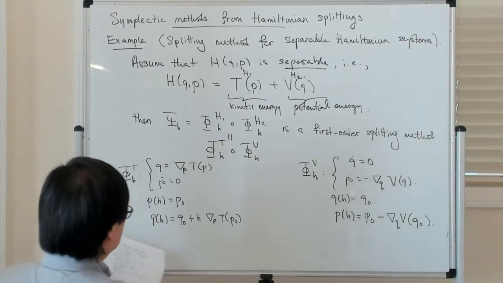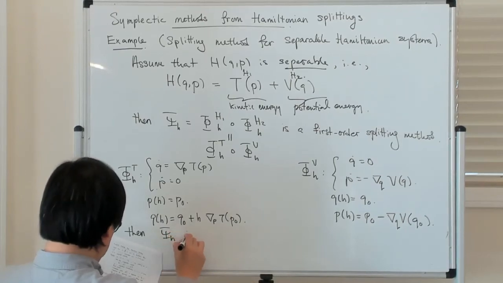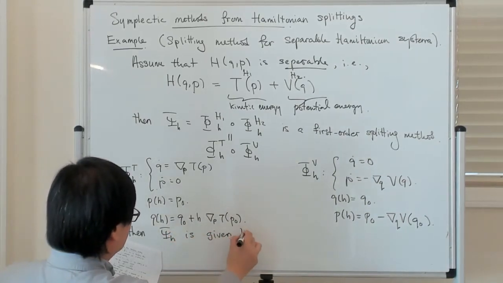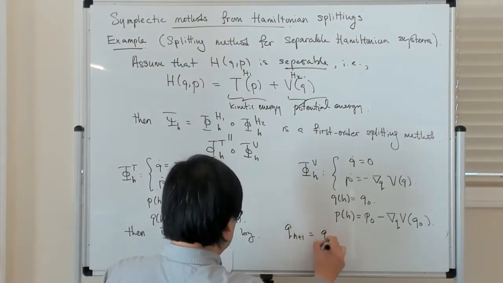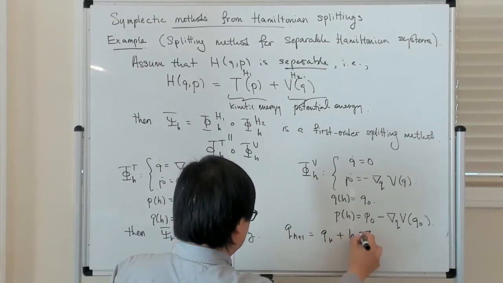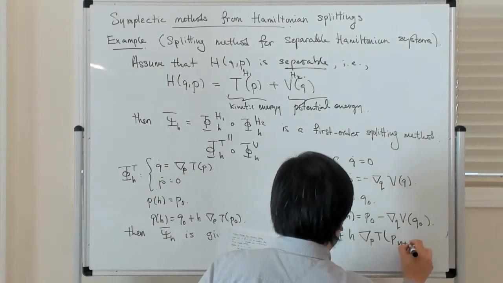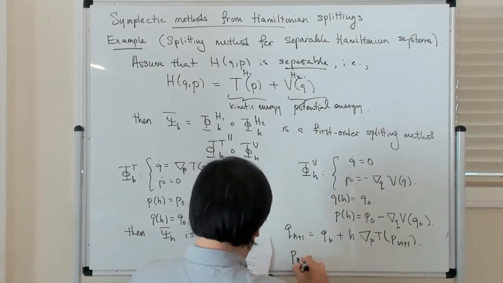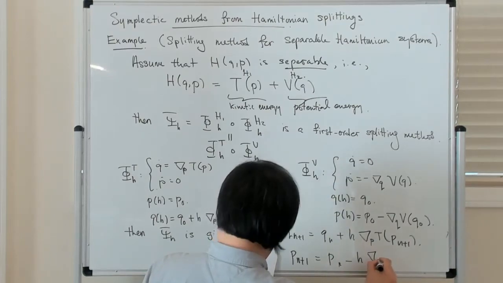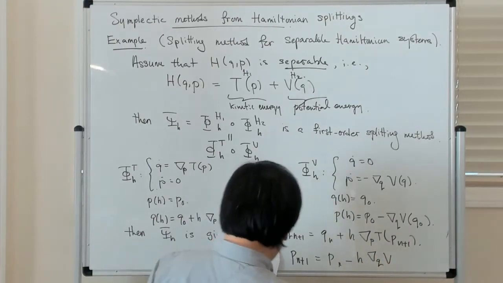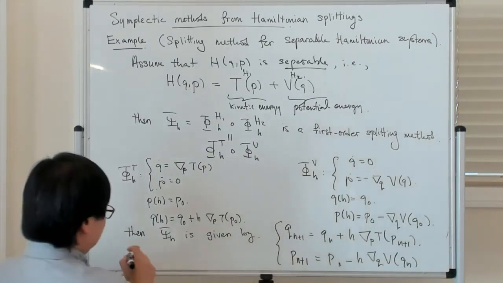Then you can look at the composition of these, and you can check that this composition is given by the following: q_{n+1} is equal to q_n plus h times the gradient with respect to p of the kinetic energy piece evaluated at p_{n+1}, and then p_{n+1} is equal to p_n minus h times the gradient with respect to q of V evaluated at q_n, which is the symplectic Euler method.